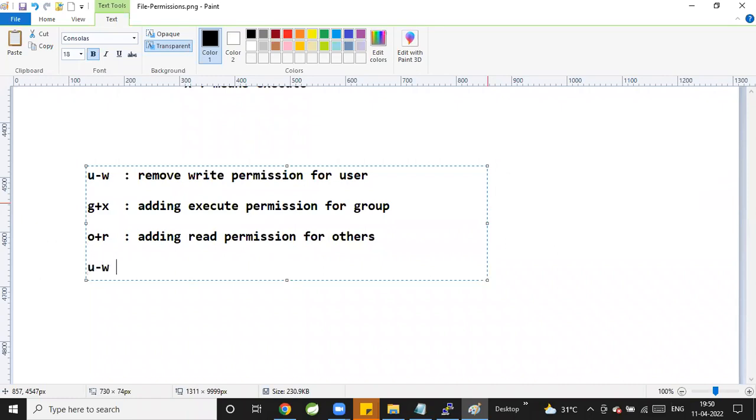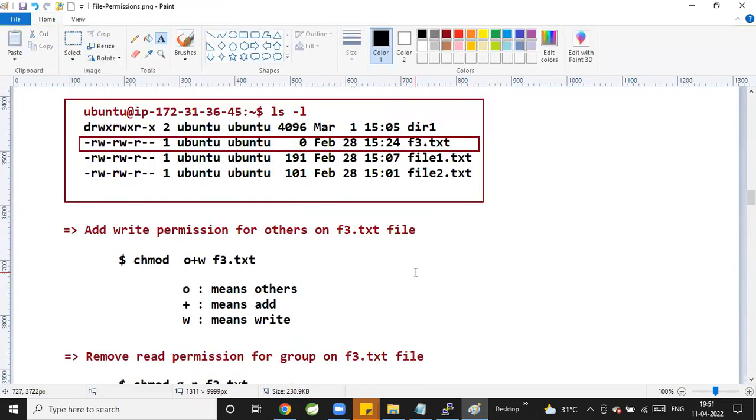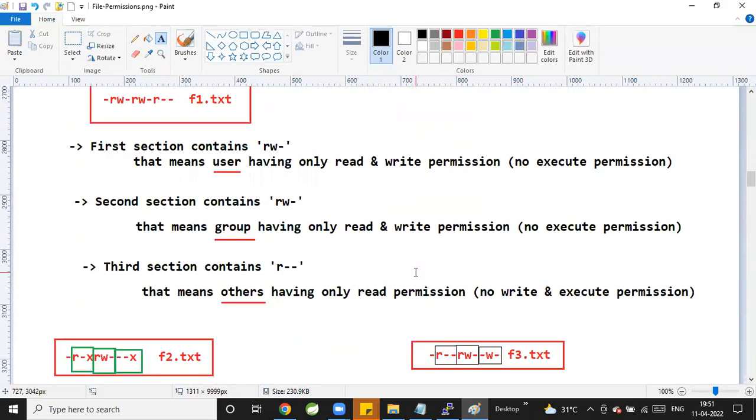u minus w is already done. u minus x. Come on, u minus x. Remove execute permission for the user. Are you clear with file permissions now? What is the chmod command?